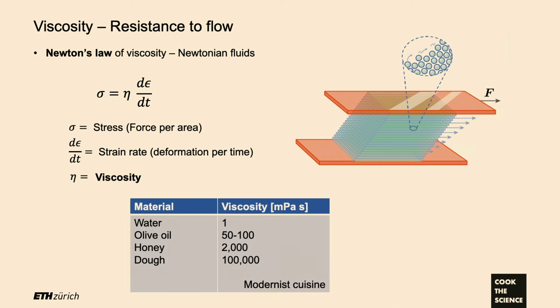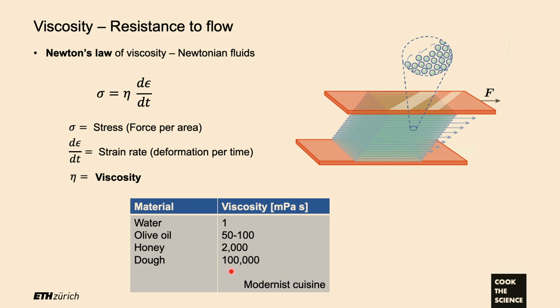And here are typical values of viscosity. So viscosity is measured in Pascal times second. So here, actually, millipascal times second. So water has a viscosity of 1. Olive oil has a bit higher viscosity. Honey is way more viscous, as you can see. And dough also has a viscosity. I mean, it's actually really high.